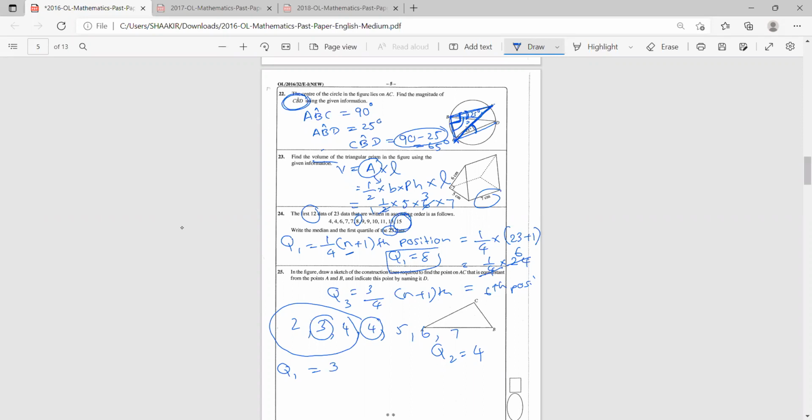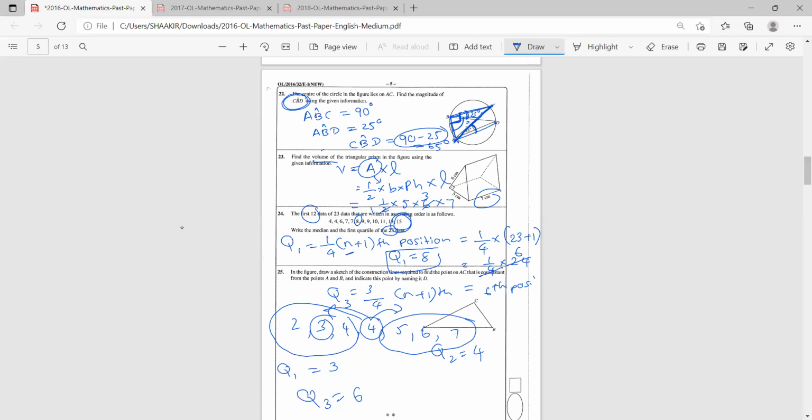And again, if you wanted to find Q3 after the median. So this is before median. This is after the median. Now you have some data, in that take the middle. So that is 6. That is going to be Q3. So this is how you have to find without using the formula.